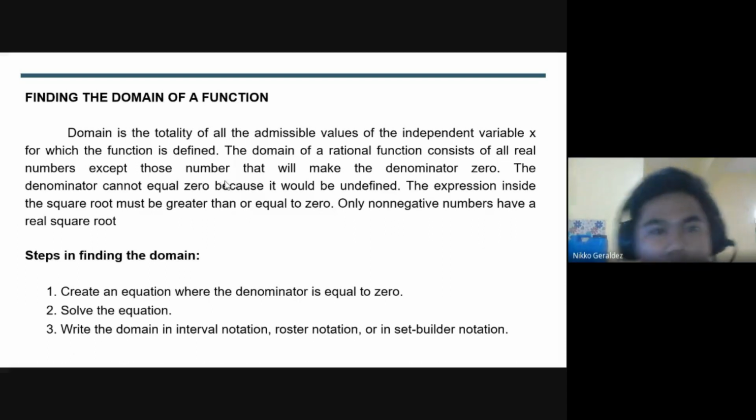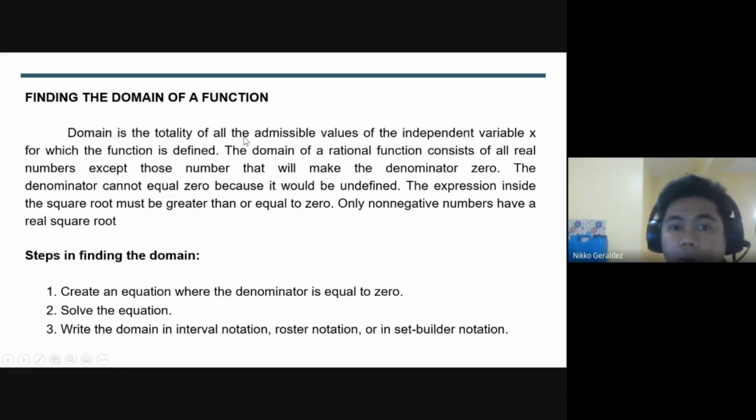Function. So we define domain as the totality of all admissible values of independent variable x for which the function is defined. Tandaan, admissible values, for which the function is defined. So the domain of a rational function consists of all real numbers except those numbers that will make the denominator 0. Kasi pag 0 ang denominator mo, magiging undefined siya. So that is for a rational function.